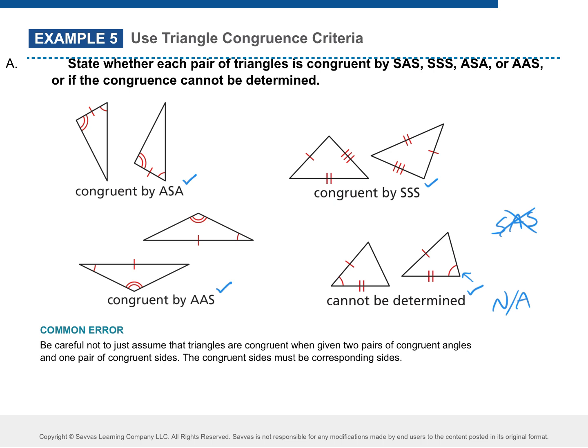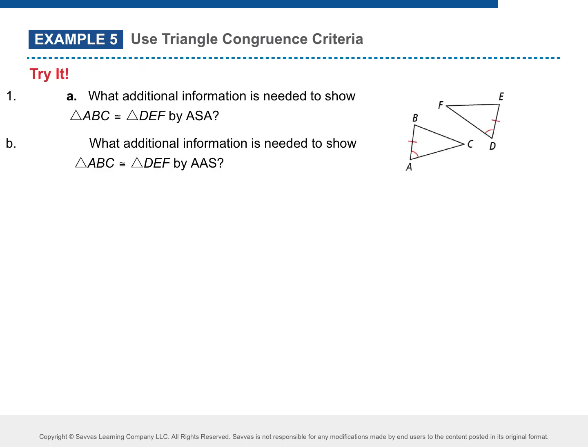Out of those 4, which one is the easiest to see? Side, side, side. Did I tell you that yesterday, that one's going to be your favorite? Yeah. Okay. If you see 3 sides that are the same, automatic side, side, side. All right. Let's do example 5.